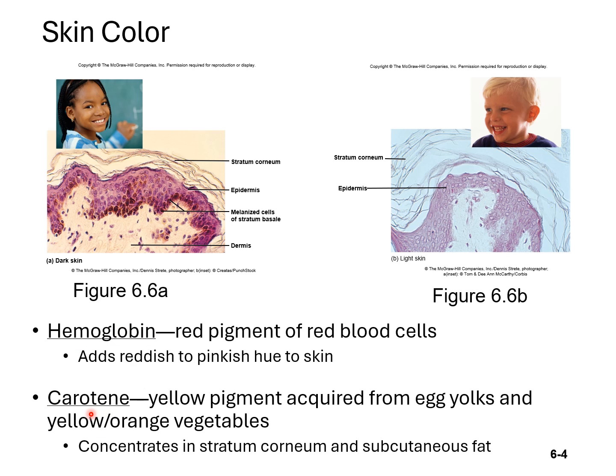You have carotene. Carotene is a yellow pigment acquired from egg yolks and yellow-orange vegetables like carrots. And if you've ever had a baby that only liked eating mushed up carrots, and all you feed them is mushed up carrots, you're going to see this start to accumulate in their skin, and they're going to start looking orange or yellow from those carrots.